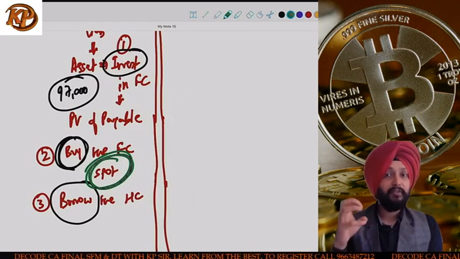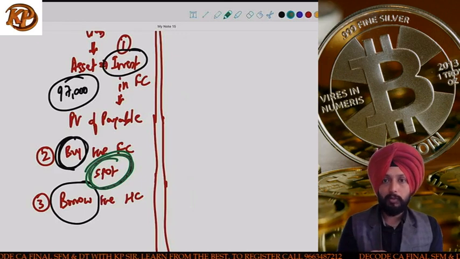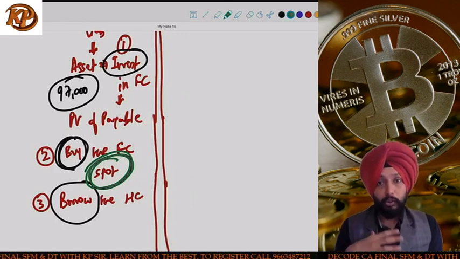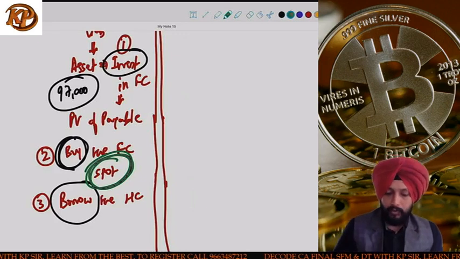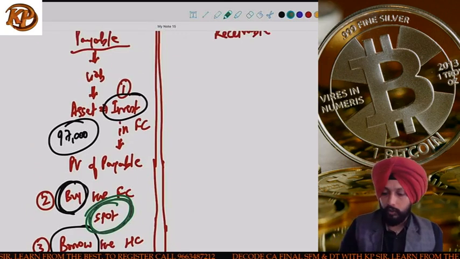To make that investment, first I need to buy the foreign currency today in the spot market, and to buy the foreign currency I need to borrow in my home currency. These are the steps, guys. Okay, I hope I'm not going fast and you are able to recall the concepts.